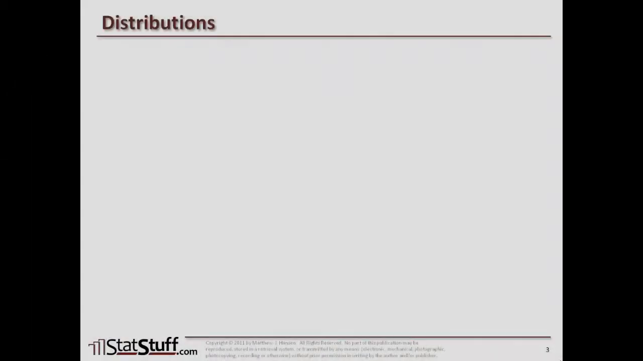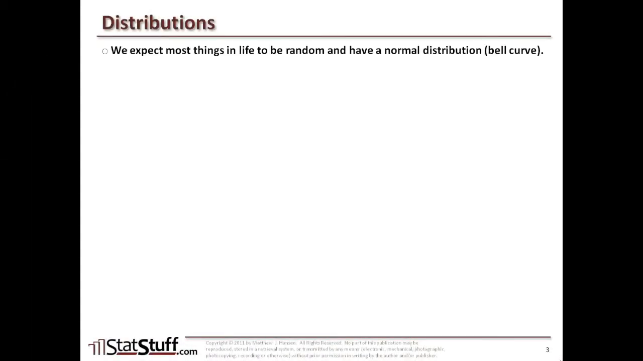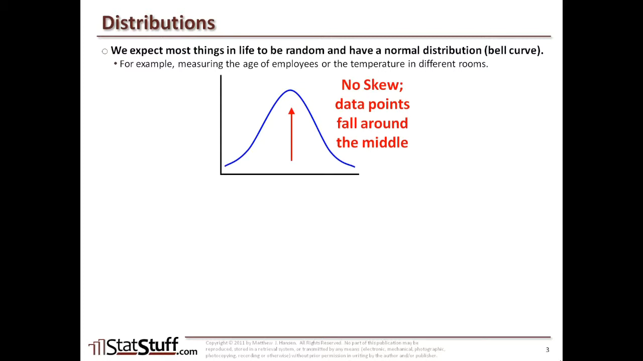Okay, now let's shift gears and talk about distributions. For the most part, we expect a lot of things in life to be random. That is, they might represent a normal distribution if we were to plot out some measurement of that randomness in a numerical value. If we were to plot it out, it might look like a bell curve, what we call a normal distribution. For example, if we're trying to measure the age of employees across an organization, or another continuous type of value like temperature in degrees across many different rooms within a large building, those kinds of things we expect to be somewhat random.